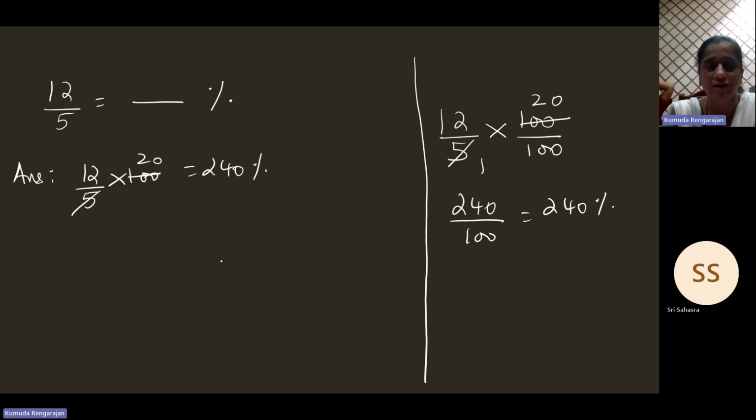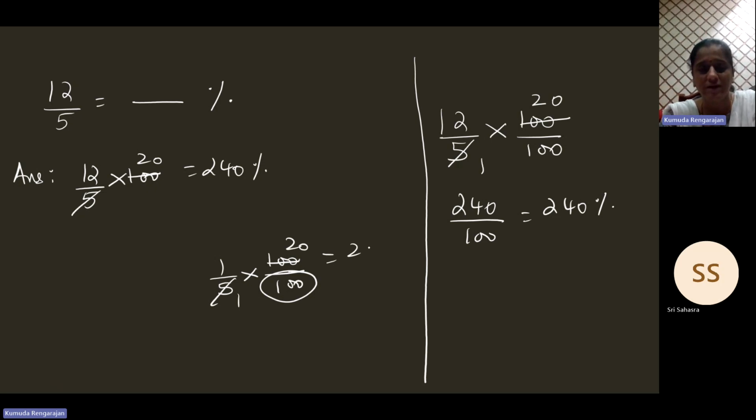See now, supposing you have 1 by 5 and we need to convert this to a percentage. So you need to actually multiply and divide by 100 like this. Don't disturb the denominator 100. 5 ones are 5, 20 times. So it is 20 by 100. 20 out of 100 means 20%.